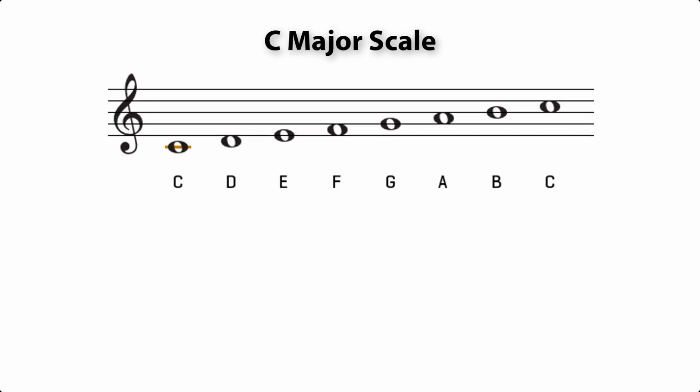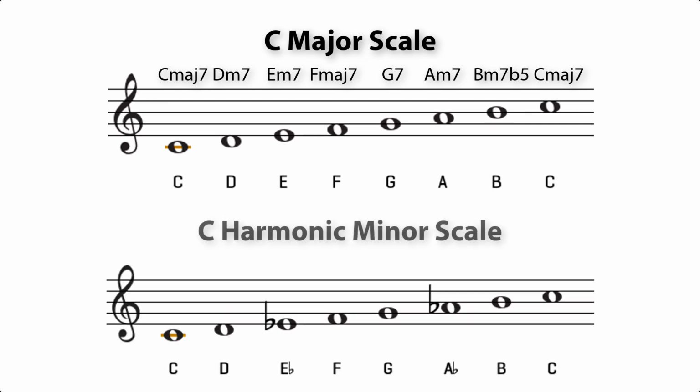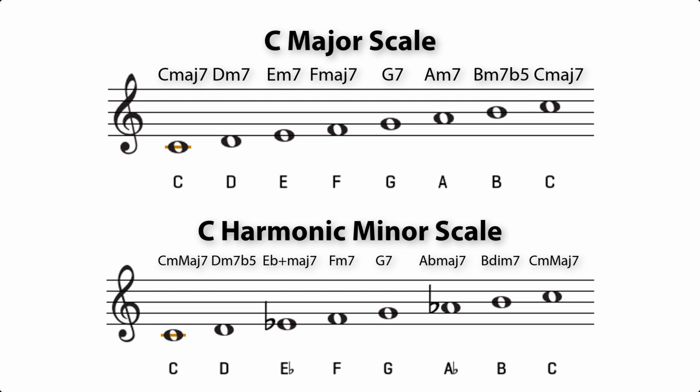Let's make this concrete. Here's the C major scale, and here are the chords built on the C major scale. We have a C major, D minor, E minor, F major, G major, A minor, B diminished, and back to C major. Now let's look at the C harmonic minor. We have a C minor major 7, we have a D minor flat five, we have an E flat augmented major 7, an F minor 7, a G dominant 7, an A flat major 7, and finally a B diminished 7. We could use any of these chords when playing in the key of C major. That's the point of modal interchange.